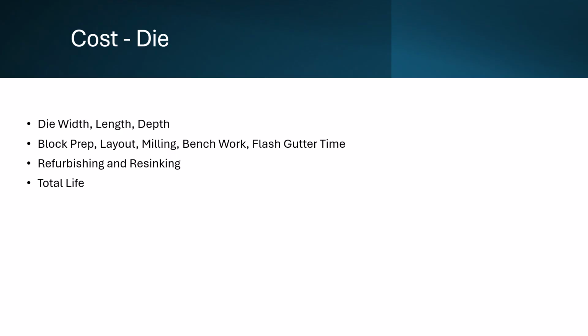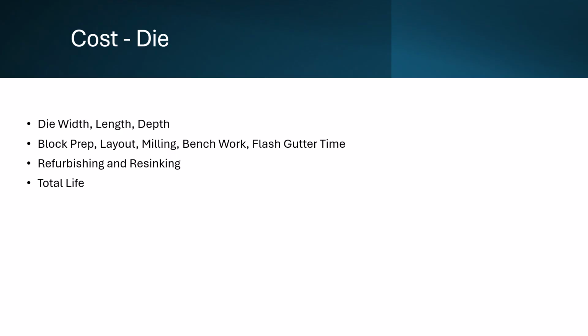Next, you have to look at the time that goes into creating the die. This includes a whole slew of factors, including the time for initial preparation of the block, the time for laying it out, time for milling, bench work, and any other subsequent operations that may result from the complexity, size, and shape of your die. This all goes into the die cost, but the last thing that has to be factored in is life. There's a lot of wear and tear on these dies, and they don't last forever.